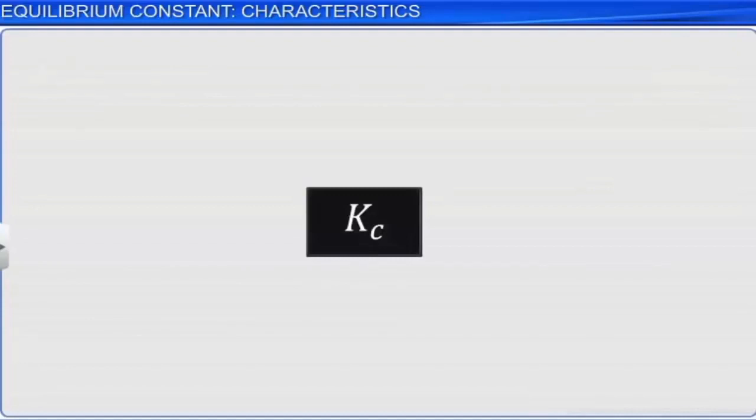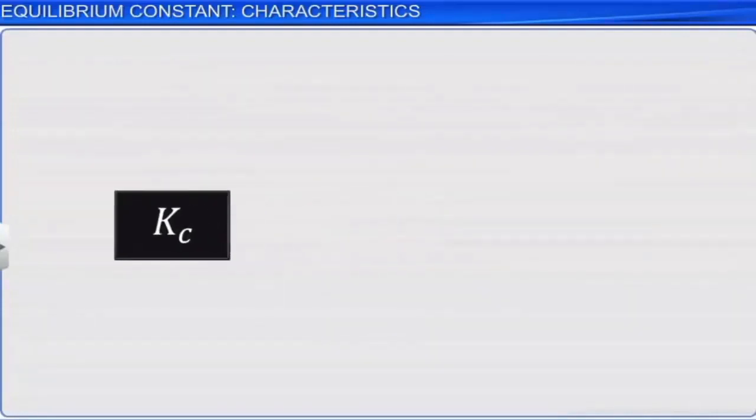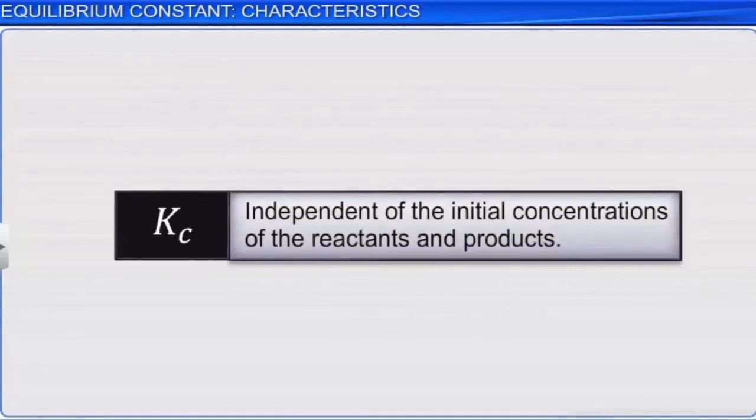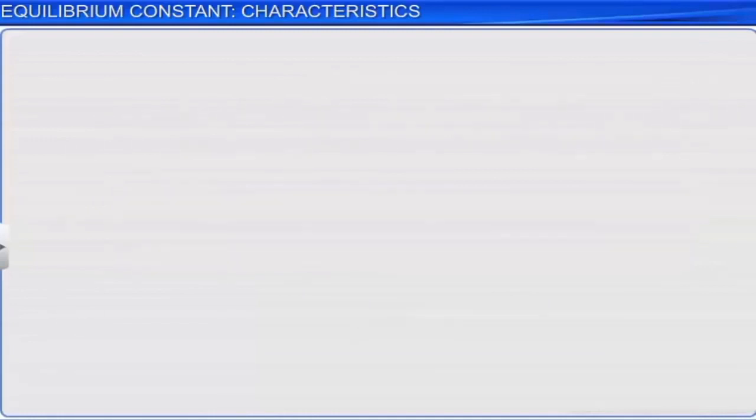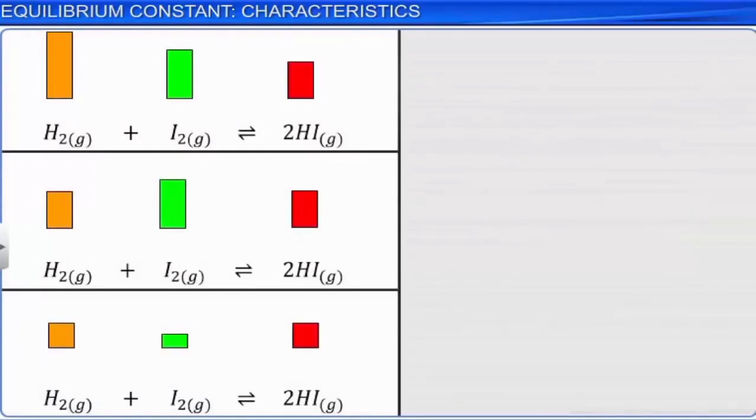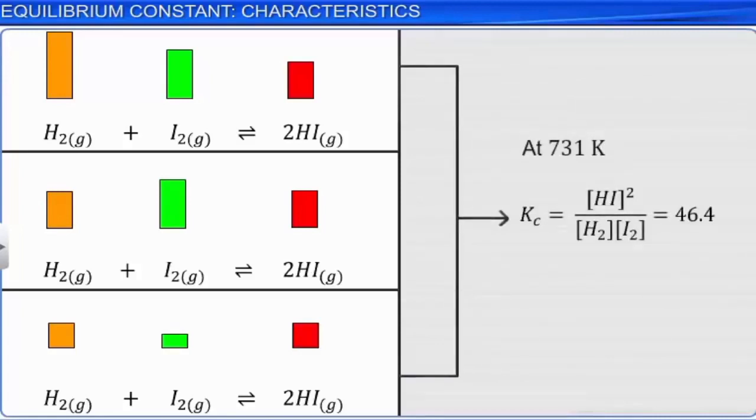Some characteristics of equilibrium constant are: the value of equilibrium constant is independent of the initial concentrations of the reactants and products. For example, the equilibrium constant for the reversible reaction of gaseous hydrogen and gaseous iodine in a sealed reaction vessel, irrespective of the initial concentrations at 731 Kelvin, is 46.4.